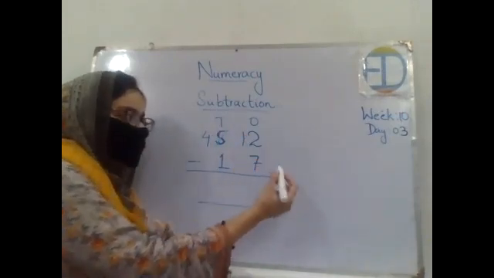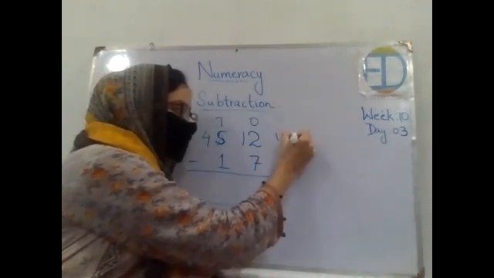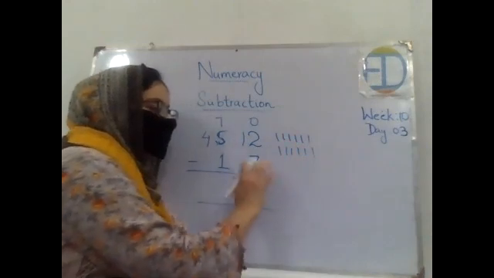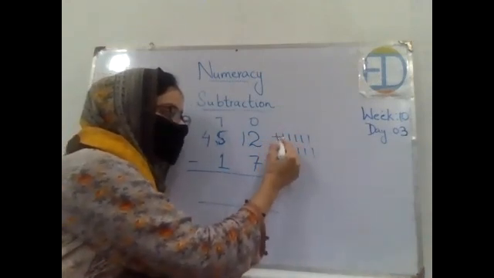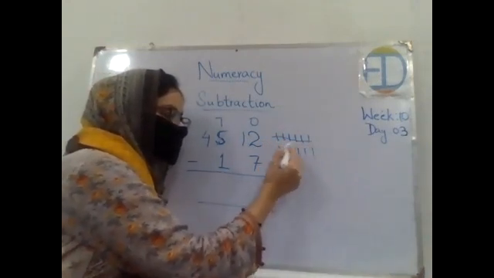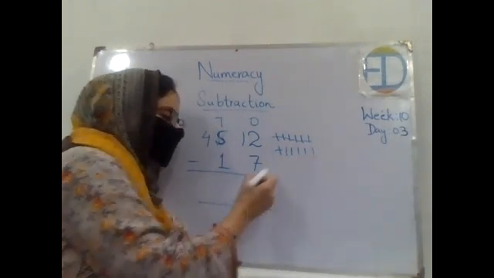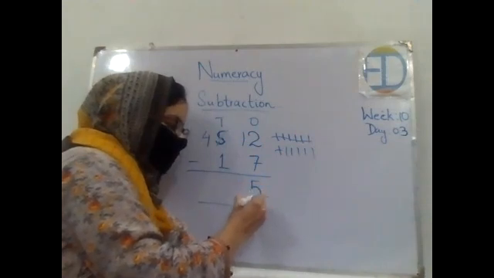Now 12 minus 7, you will draw 12 lines over here, right? Now subtract 7 from it. 1, 2, 3, 4, 5, 6, and 7. Count the remaining ones. 1, 2, 3, 4, 5. So write 5 over here.